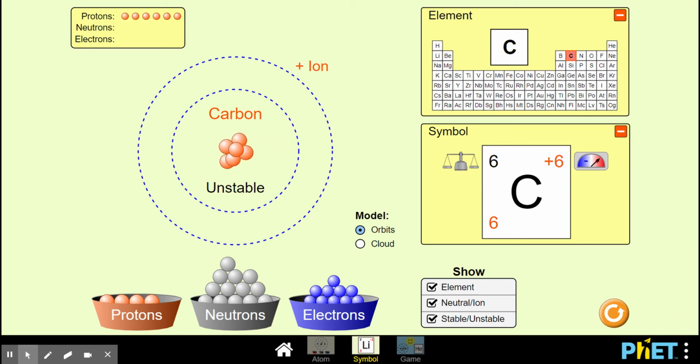Carbon's a very versatile atom. It's known as the backbone of life because it can bond with up to four things at once, and it can double and triple bond when it's needed to. Notice that this carbon atom is shaking right now because it'd be very unstable.